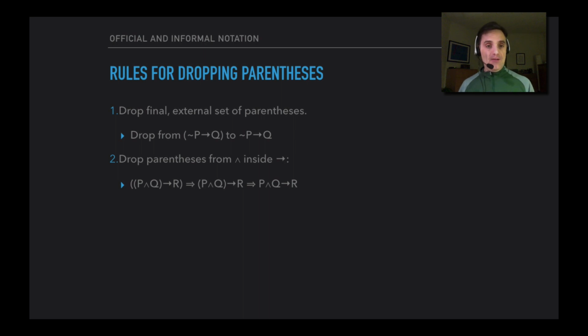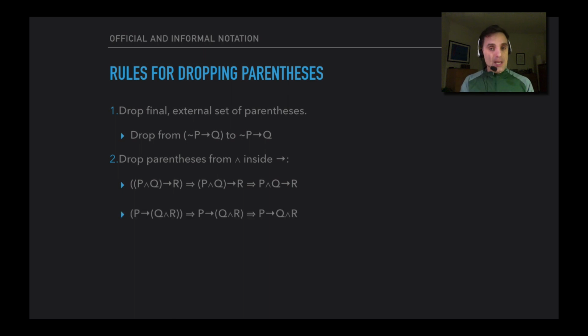So, let's say we have parenthesis, parenthesis, P and Q, parenthesis, arrow R, parenthesis. Okay, so we can drop the first set of parentheses because they're the final set of parentheses, and we get parenthesis, P and Q, parenthesis, arrow R. And then this new rule says, oh, you have parentheses around a conjunction, and the conjunction is inside a conditional. You can drop those too, and so we get just P and Q arrow R. And what that means is if P and Q, then R. The conditional is the main operator.